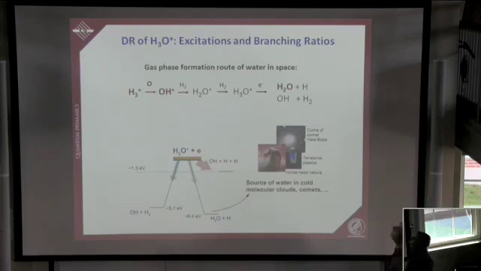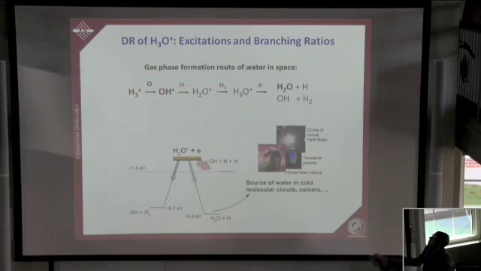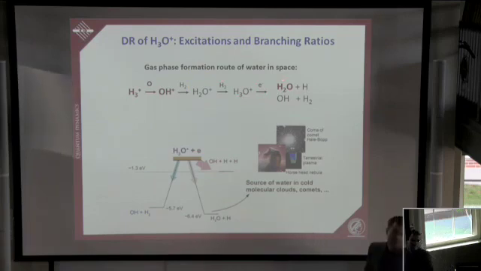Okay, now I want to switch to a somewhat more complicated molecule. This is H3O+. H3O+ is important because it's on the pathway to create water in interstellar space. The water formation in the gas phase happens like this. H3+ reacts with an oxygen atom, forms OH+, and then in successive hydrogen abstraction reactions we form H3O+, and then in electron recombination we get H2O.